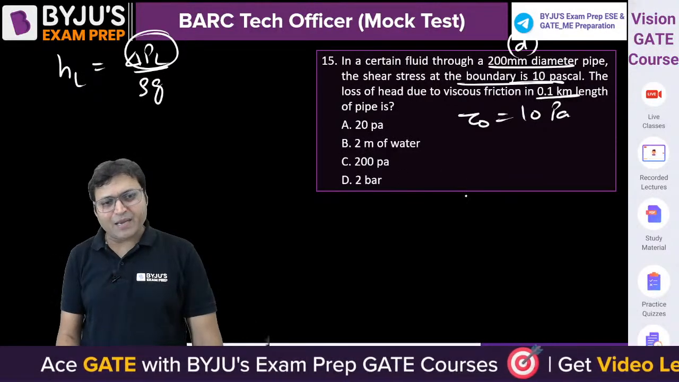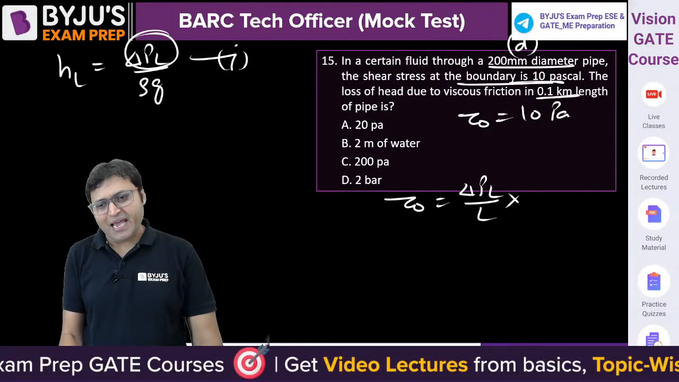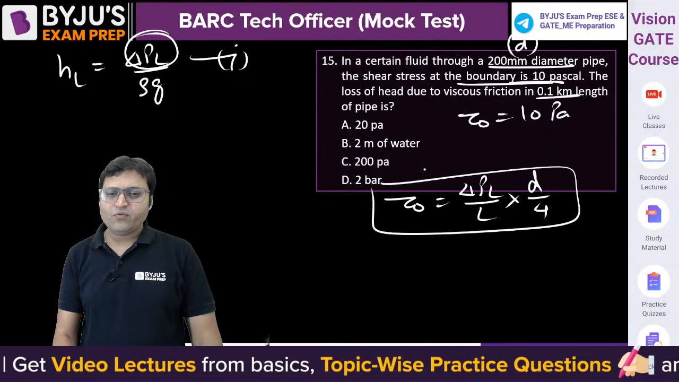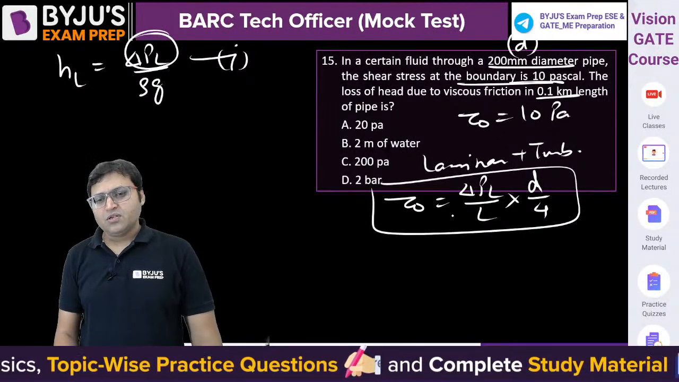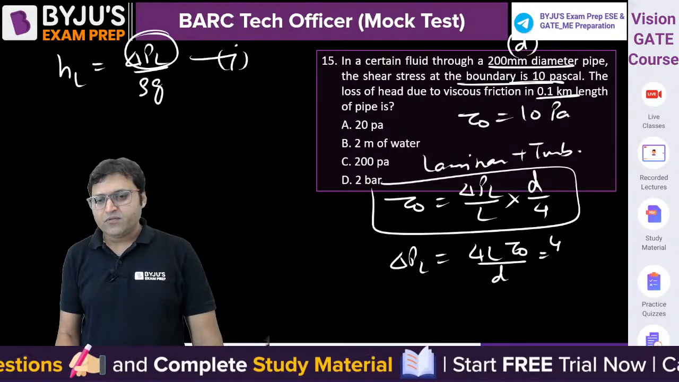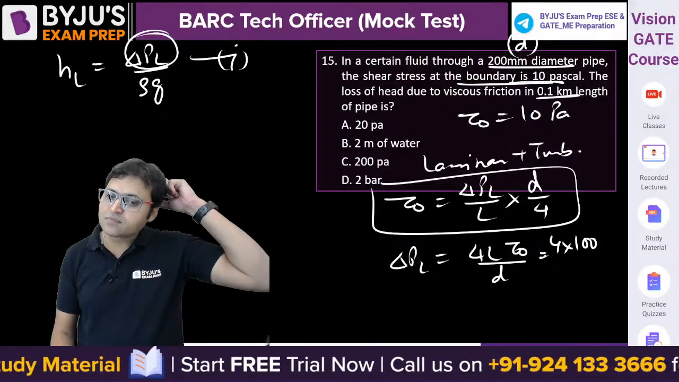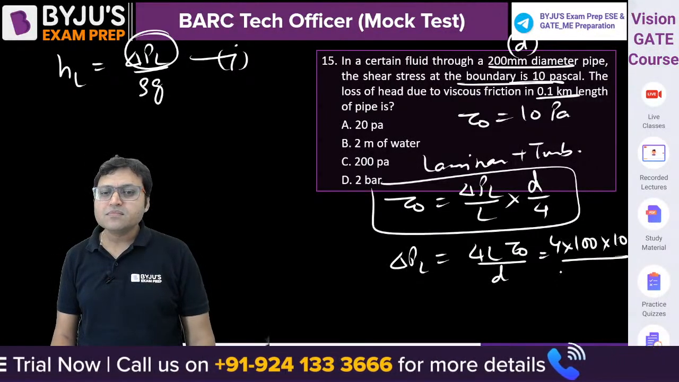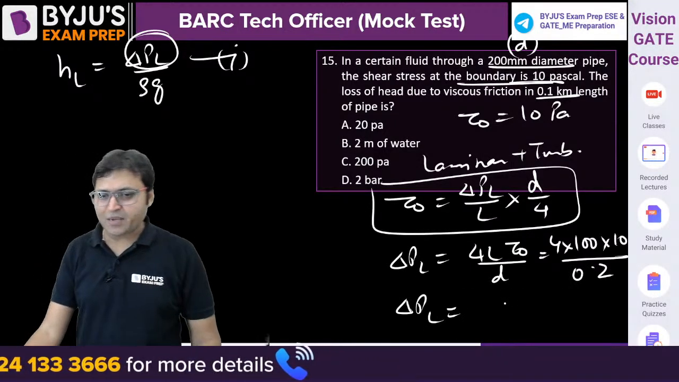And how to calculate delta PL? That is equation number 1. So can we say tau naught is equal to delta PL by L into R by 2 or D by 4? Valid for laminar as well as turbulent. So we can say delta PL is equal to 4L tau naught upon D. 4 into what is the length? 0.1 kilometer, that is 100 meter, into tau naught, that is 10 upon diameter 200 mm, 0.2 meter. What will be the value of delta PL?